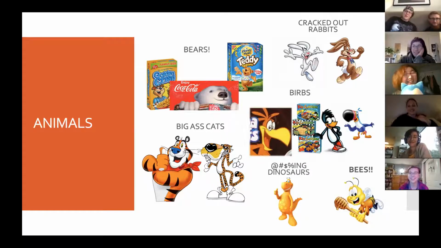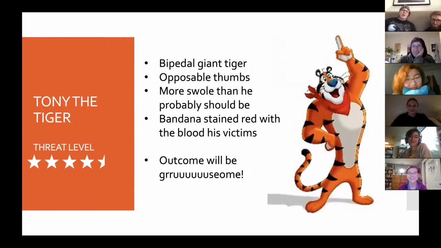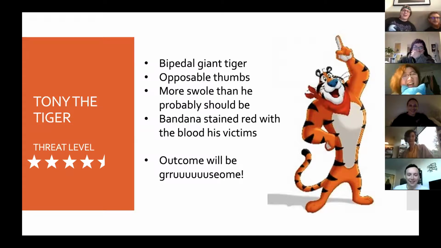But the biggest threatening one is Tony the Tiger. I rate him a 4.5 out of 5 stars. He is a bipedal giant tiger. For some reason, he has opposable thumbs. He's more swole than he probably should be, and he has a bandana probably stained with the blood of his victims. If you fight with him, it will be gruesome. Okay? Also, do not Google Tony the Tiger.